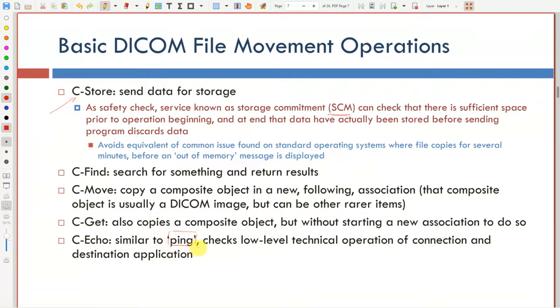Basically, if you have cget, and you started a certain association, meaning the link or a conversation, you can get a copy of a composite object without starting a new association to do so. If you already have an association with another system, you can get the data without having to start a new one. For the echo, it's just making sure the association, or the connection, is working between the two systems.